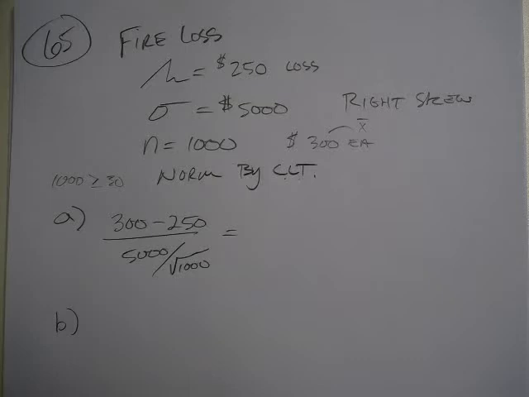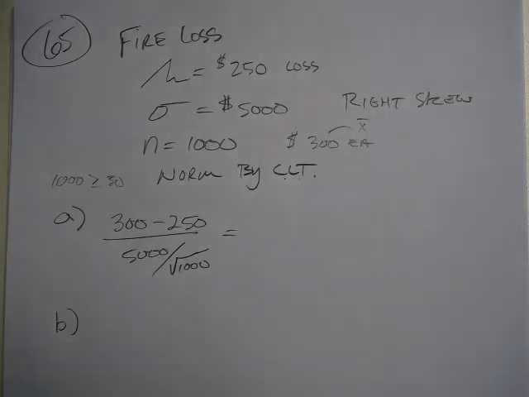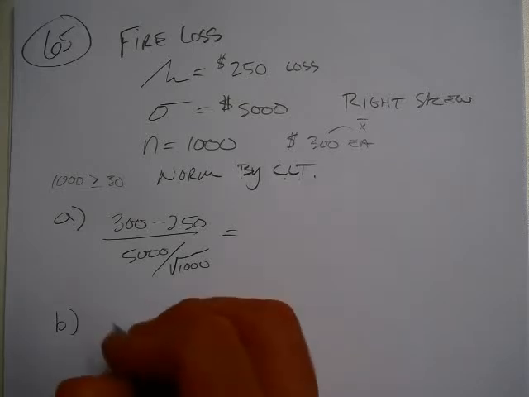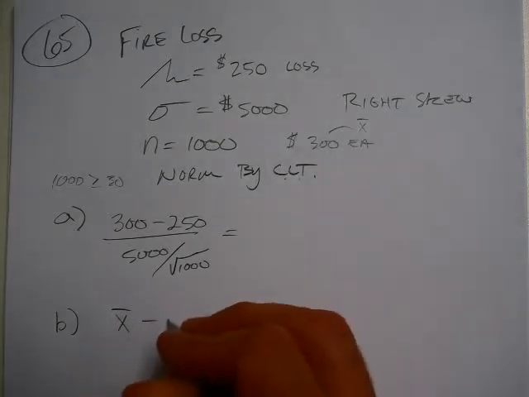It says, if the company wants to be 90% certain that the mean loss from fire in an SRS of 1,000 homeowners is less than the amount it charges for the policy, how much should the company charge? Well, they want to charge $300. They want to make sure that the loss is less than that so that there's some profit. So what we really want to know is, what would the X bar be? The 250 doesn't change.